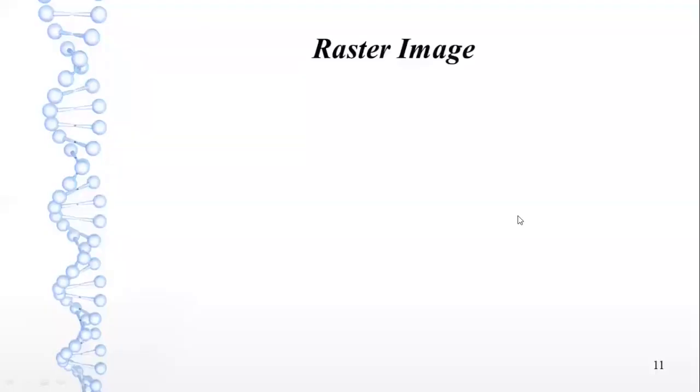Welcome students. So today we are going to discuss two types of image. The first one is raster image and the second one is vector image. We have these two types of image depending on how the image is stored in the memory. So let's begin with the first type of image, that is raster image.